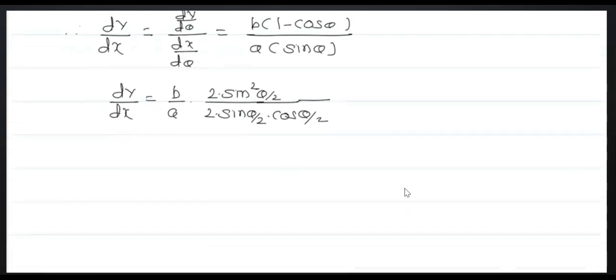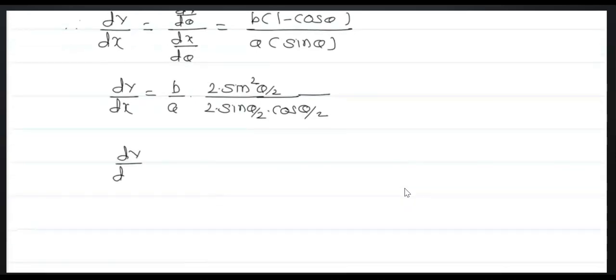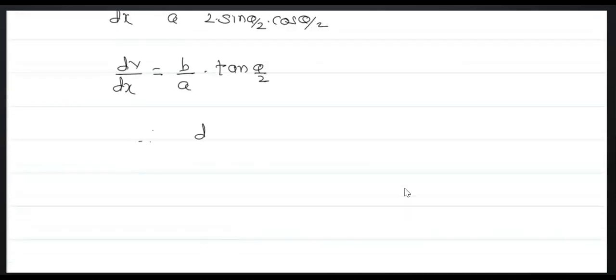Now these two get cancelled, sin of theta by 2 and sin of theta by 2 get cancelled. Therefore, b upon a, that is nothing but tan of theta by 2. And that's why dy/dx is equal to b upon a tan of theta by 2.